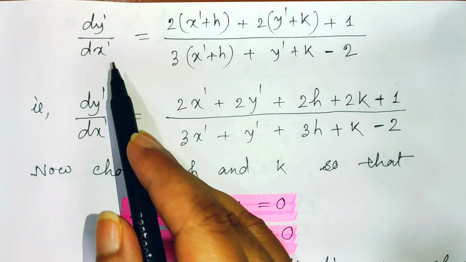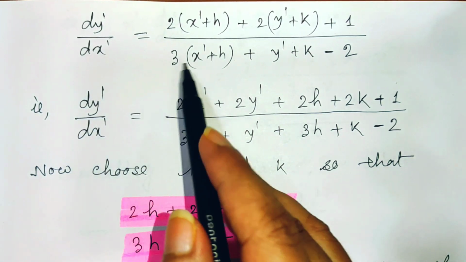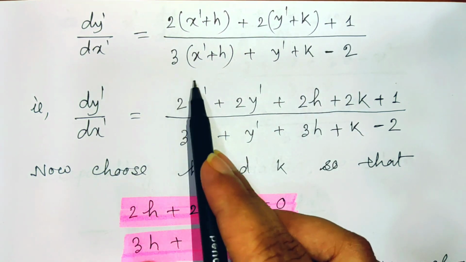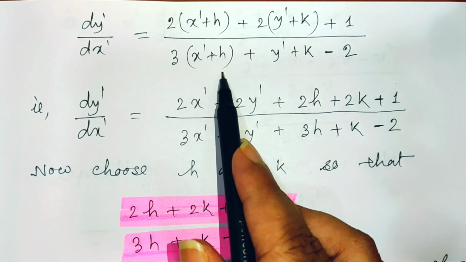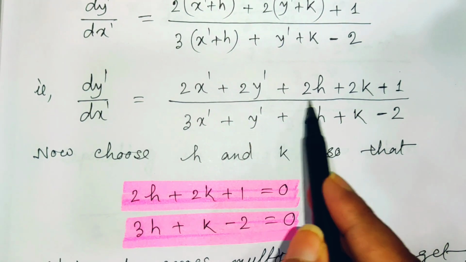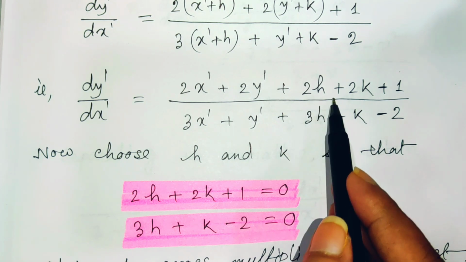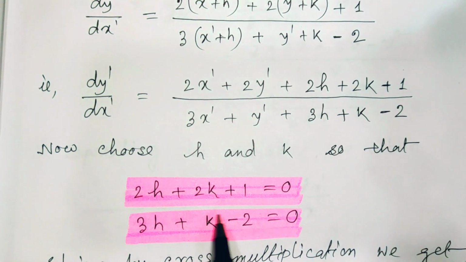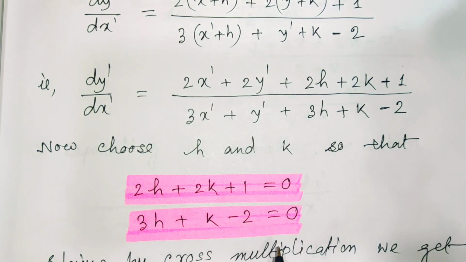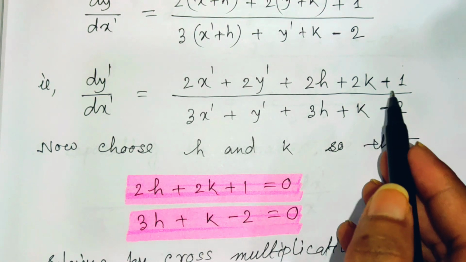So have a look: dy'/dx' = (2(x'+h) + 2(y'+k) + 1) / (3(x'+h) + (y'+k) - 2). Now by simplifying we get this, and here these are the constant terms. So if we take 2h + 2k + 1 = 0 and 3h + k - 2 = 0, it means we should find the h and k values from these two equations in such a manner that these two terms are 0.